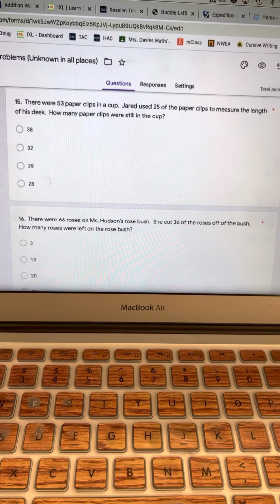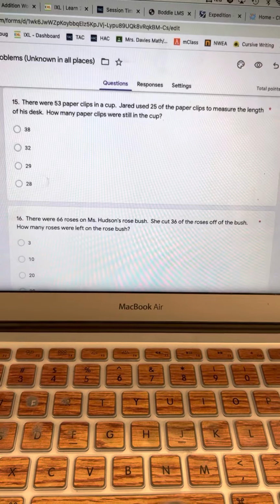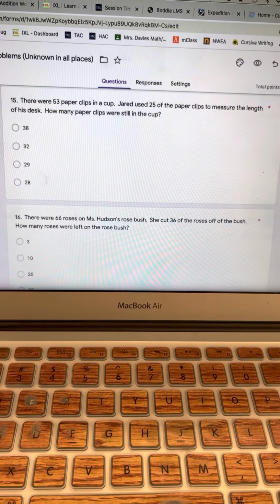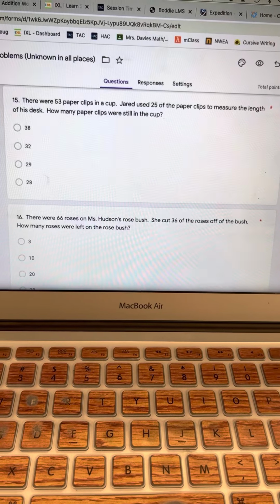Number 15, there were 53 paper clips in a cup. Jared used 25 of the paper clips to measure the length of his desk. How many paper clips were still in the cup?